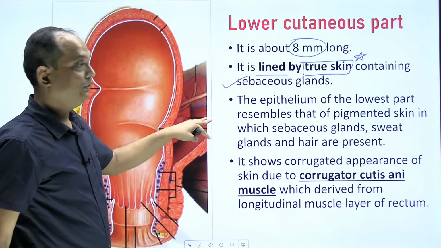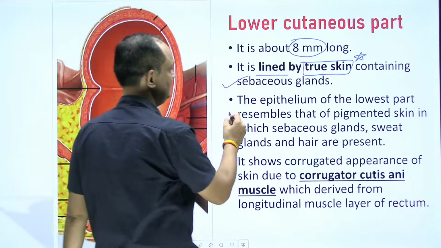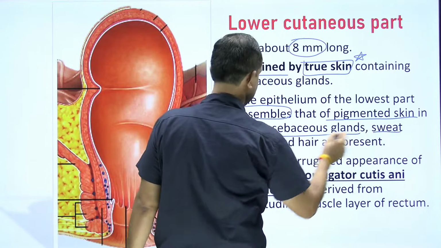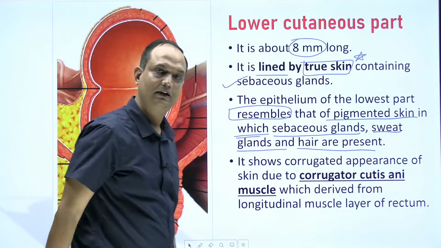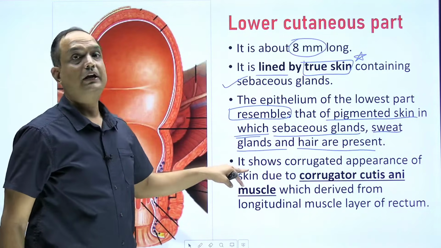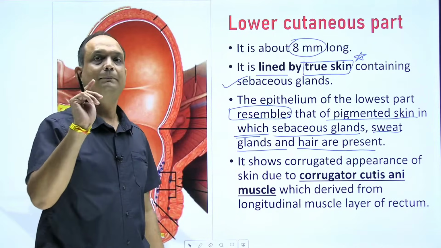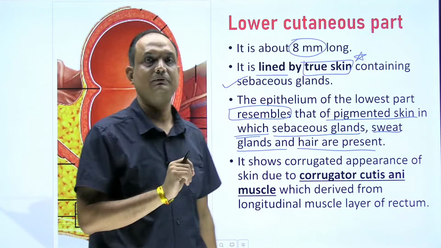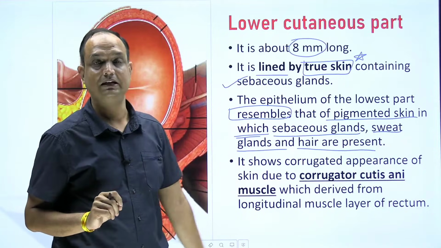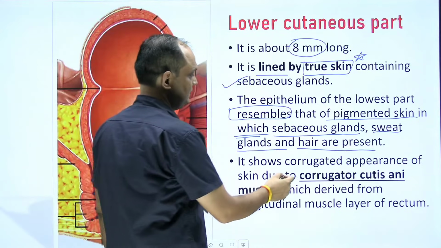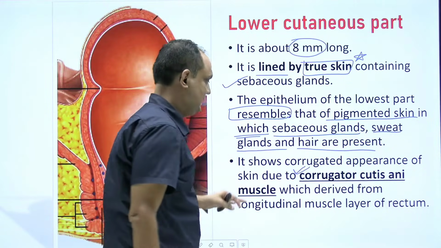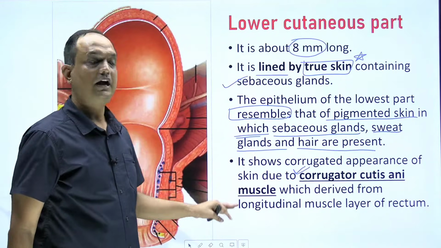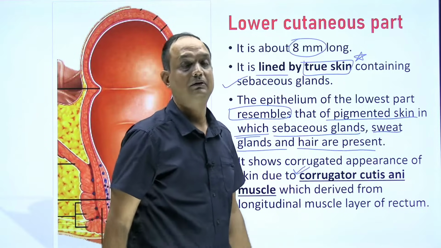The epithelium of the lowest part resembles pigmented skin in which you have sebaceous glands, sweat glands, and hairs. Clear? It shows a corrugated appearance. Now, when you look at the perianal skin, you will find multiple folds, which are known as the corrugated appearance of the skin, and it is because of the presence of the corrugator cutis ani muscle. Now, this corrugator cutis ani muscle is derived from the longitudinal muscle layer of the rectum.